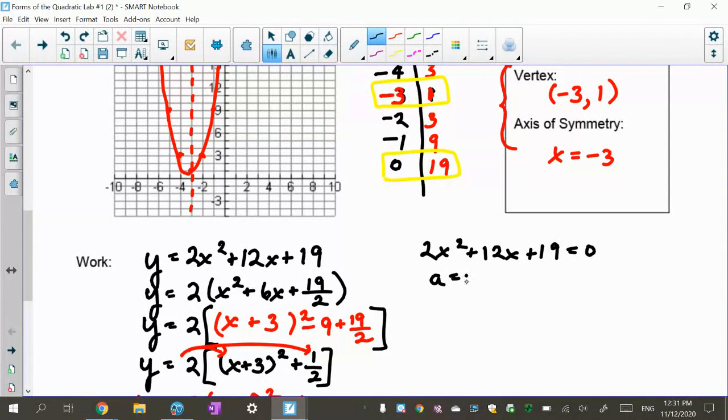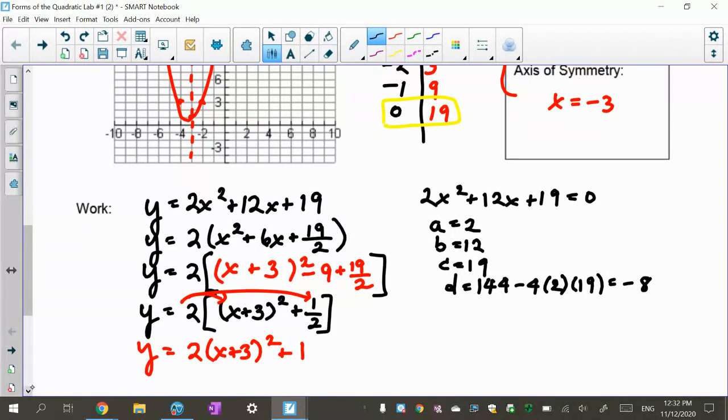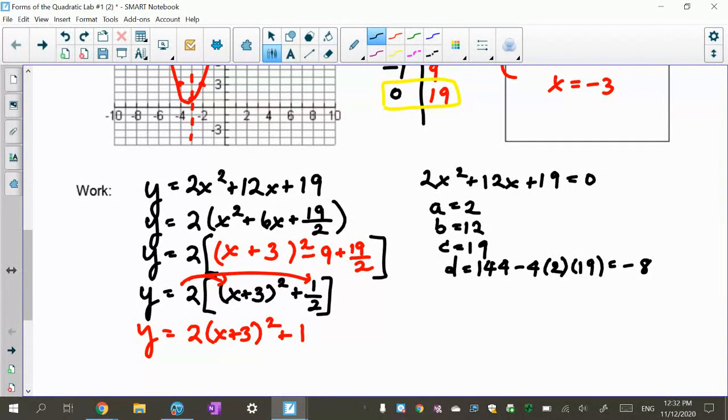A is 2, B is 12, C is 19, and when I do my discriminant, my D, my B squared minus 4AC, B squared is 144 minus 4 times A times C, and when I put that in there, I get a nice little negative 8. Now I'm not concerned because negative 8 doesn't surprise me because my graph isn't crossing the x-axis.